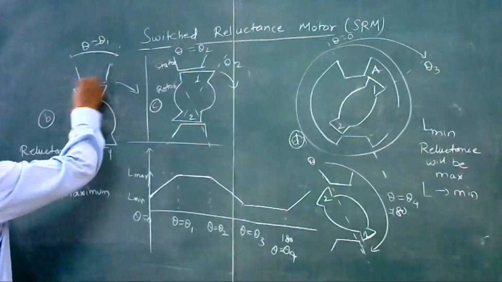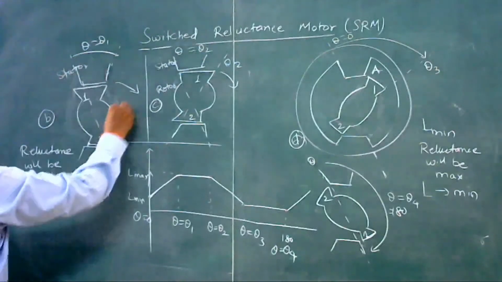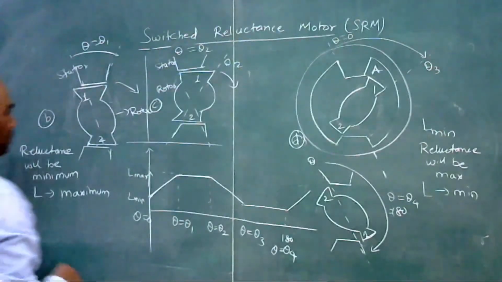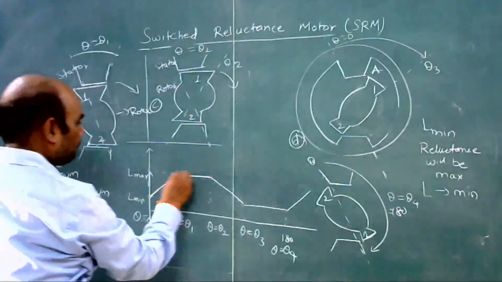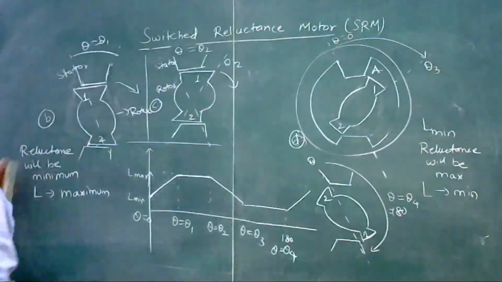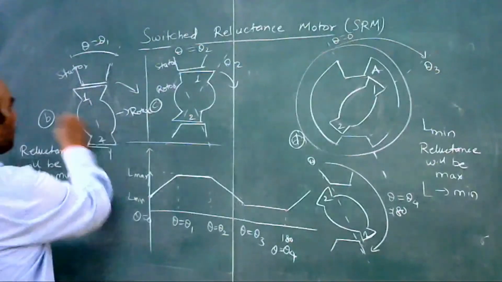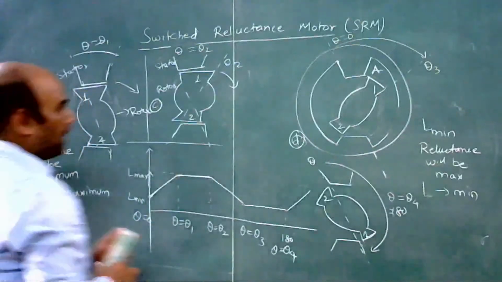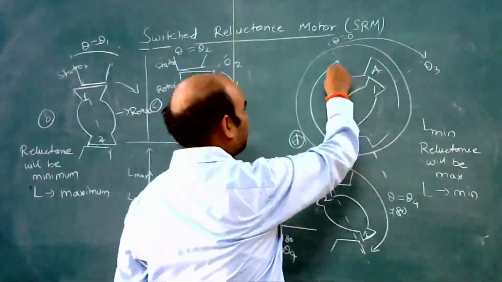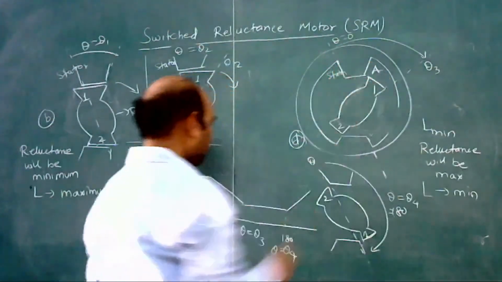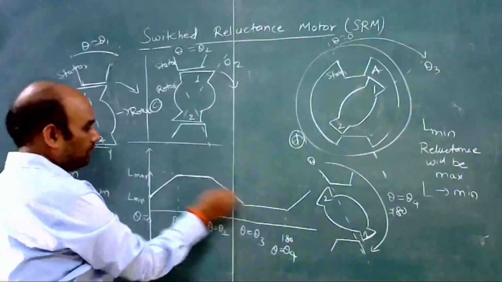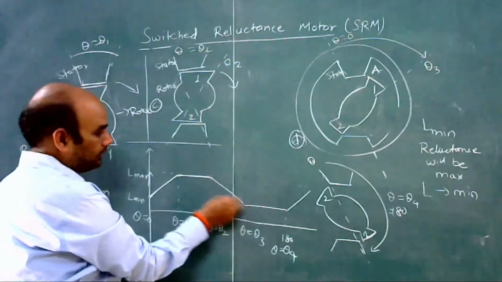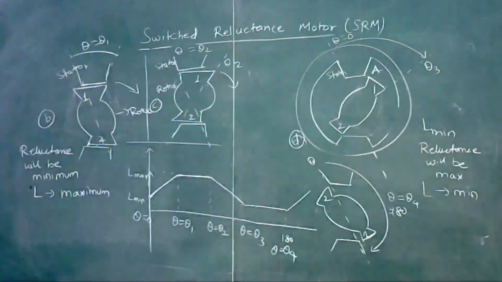So when the pole phase of stator and this rotor overlap or coincide, the reluctance will be minimum. So in figures B and C, these are constant. From theta 1 to theta 2, it is constant. After that, the rotor is moving away from the stator, so reluctance will increase gradually and inductance, being inversely proportional to reluctance, will decrease like this. Okay.